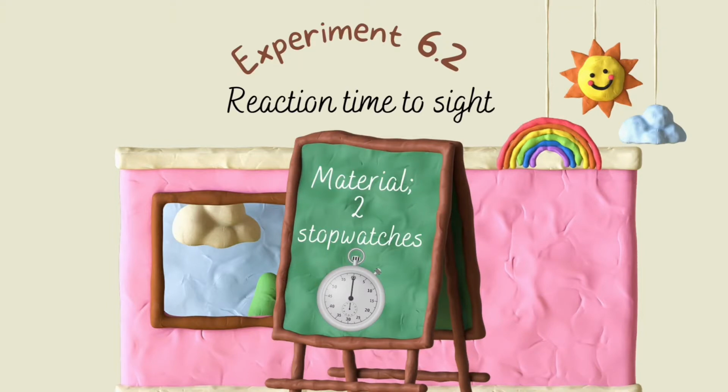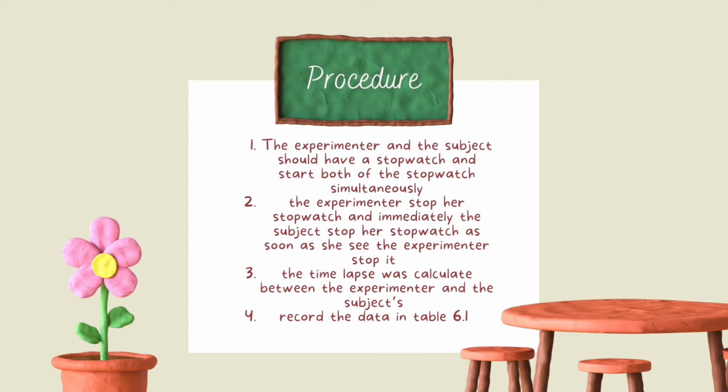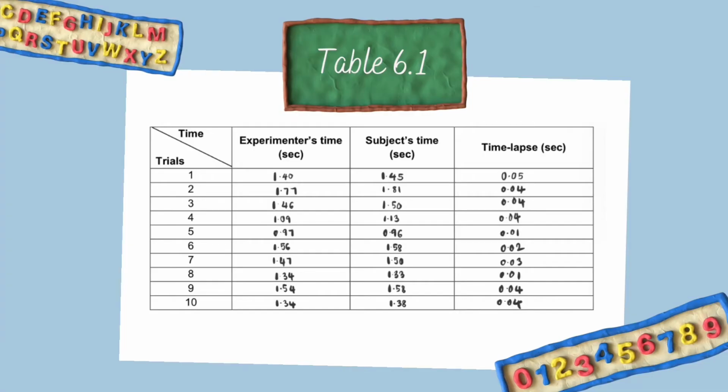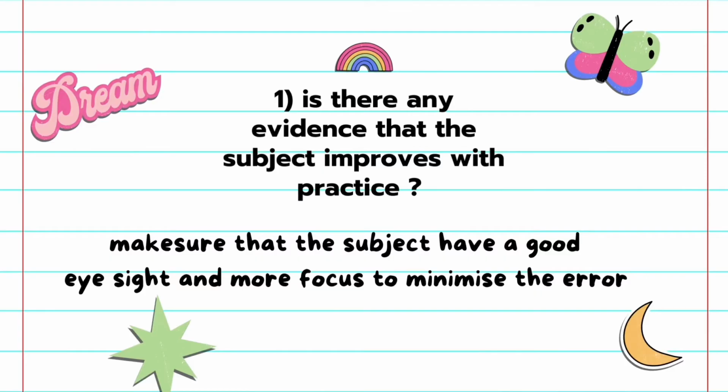Experiment 6.2, which is reaction time to sight. For this experiment, the material we need is 2 stopwatches only, and the procedure is: first, the experimenter and the subject should each have a stopwatch and start both stopwatches simultaneously. Second, the experimenter stops her stopwatch and immediately the subject stops her stopwatch as soon as she sees the experimenter stop it. Third, the time lapse is calculated between the experimenter and the subject. Fourth, record the data in table 6.1. This is the data that we got from our experiment.